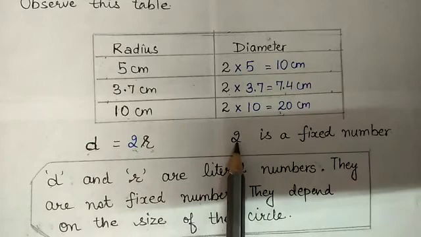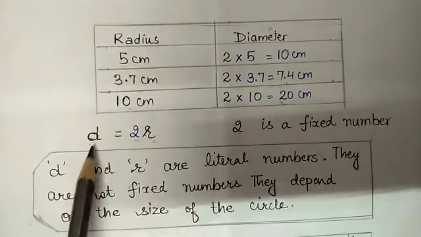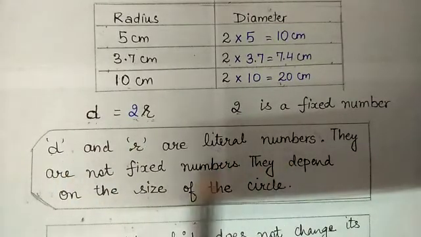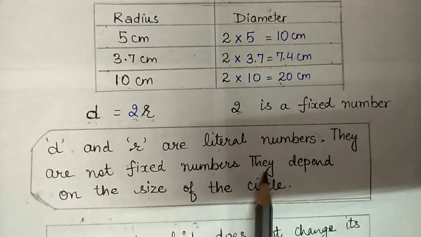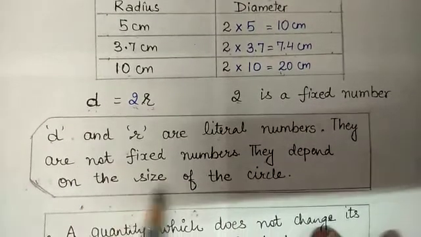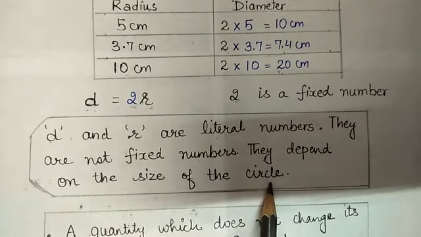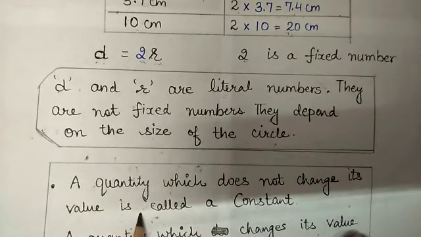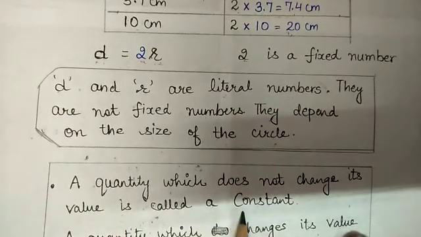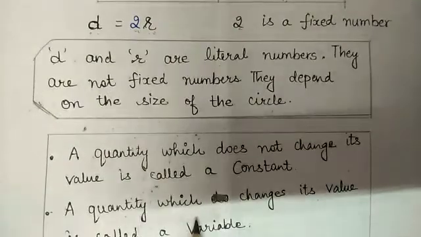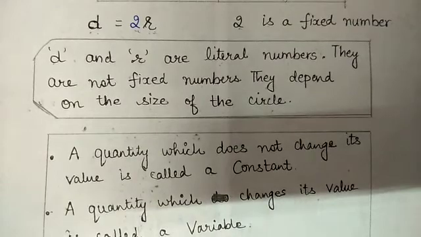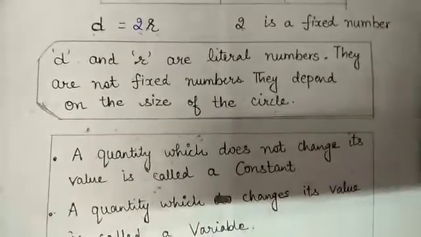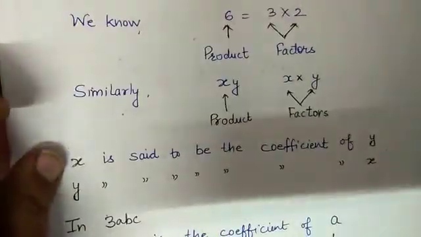Here 2 is a fixed number and d and r, these are literal numbers. They are not fixed numbers. They depend on the size of the circle. So a quantity which does not change its value is called a constant, and a quantity which changes its value is called a variable. Clear? Next topic, coefficient.